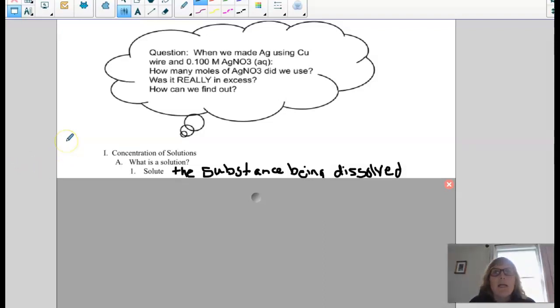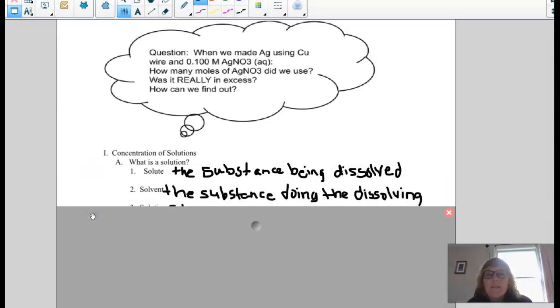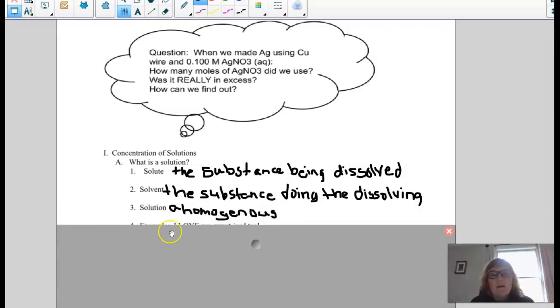If I have Kool-Aid and water, which you're going to do a Kool-Aid lab or a sugar lab this week, the solute is what's being dissolved. And that is being dissolved by the solvent. That's the substance doing the dissolving. When we put those two together, a solution is a homogeneous mixture, and it looks the same throughout. That is what a solution is, if I can spell this here.